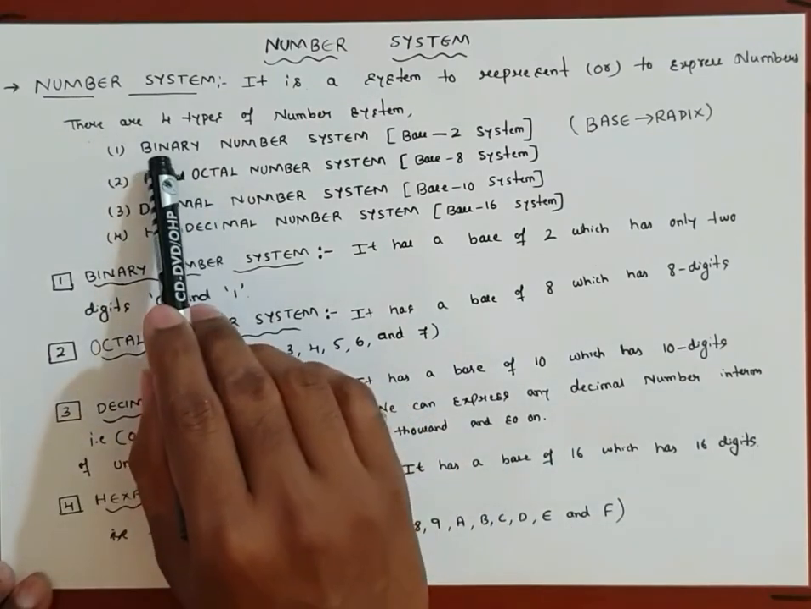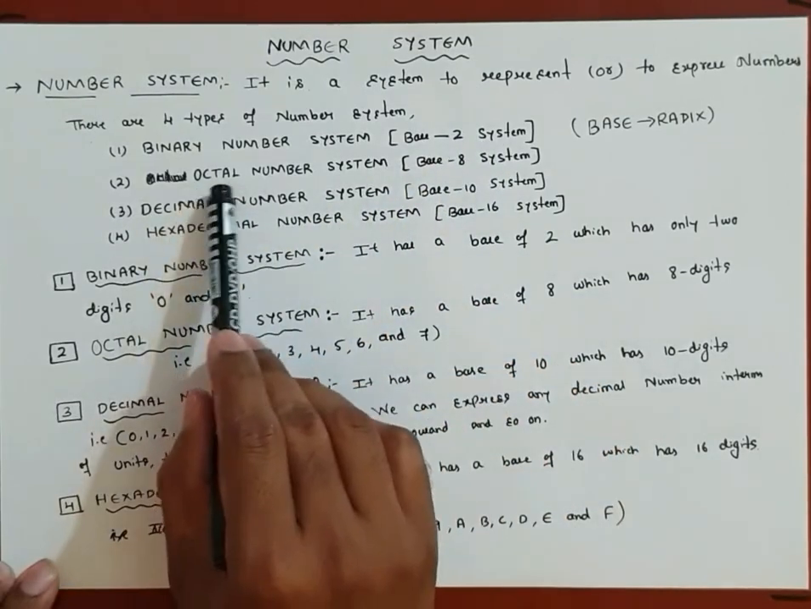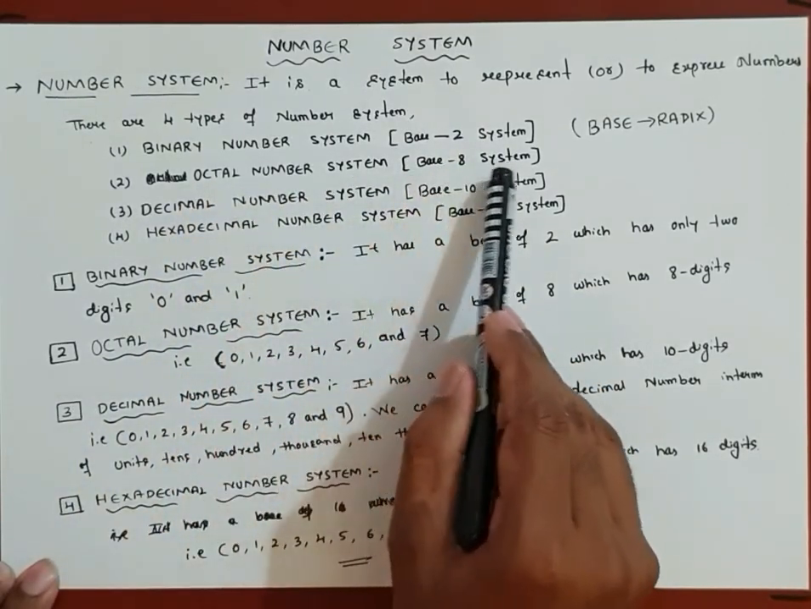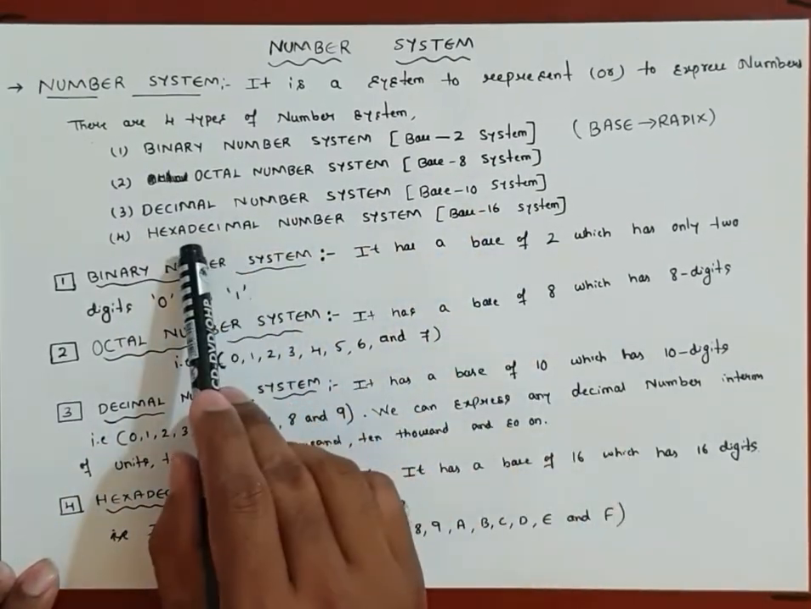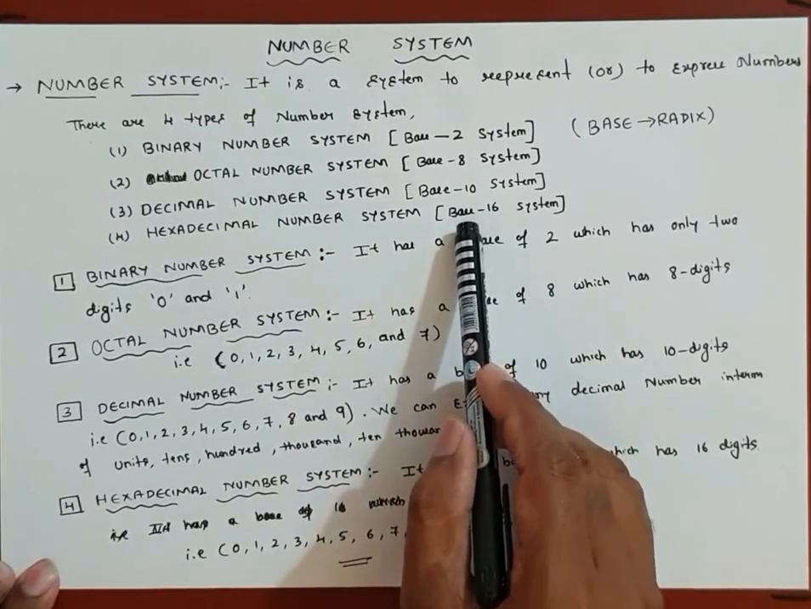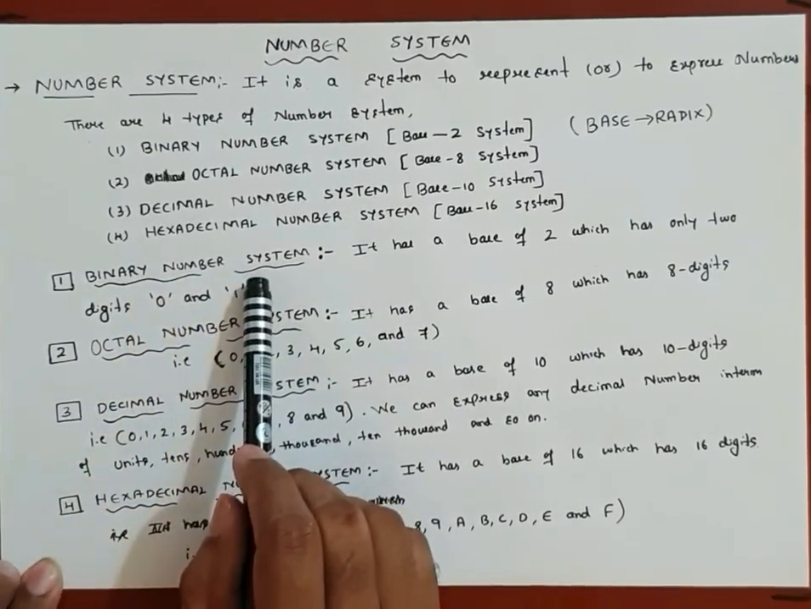That is binary number system, which is also called as base 2 system, octal number system, also called as base 8 system, decimal number system, that is base 10 system, hexadecimal number system, which is also called as base 16 number system. You take any number system, the starting digit will always be 0 and the ending digit depends on the type of number system.